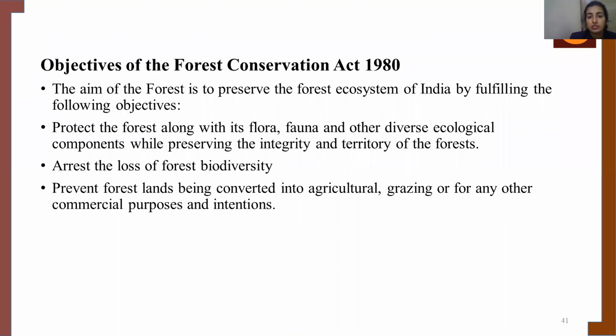The main objective of the Forest Conservation Act 1980 is to preserve the forest ecosystem of India by fulfilling the following objectives: to protect the forest along with flora and fauna and other diverse ecological components while preserving the integrity and the territory of the forest, arrest the loss of forest biodiversity, and prevent forest lands from being converted to agriculture, grazing, and other activities. So these are the main objectives.